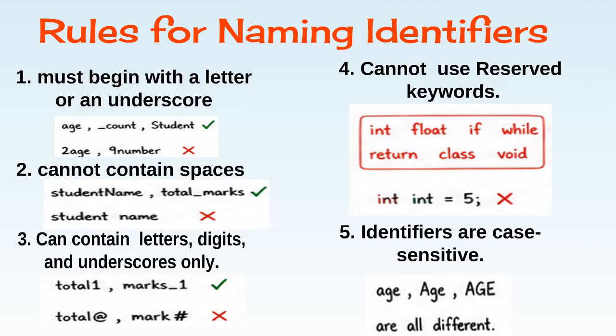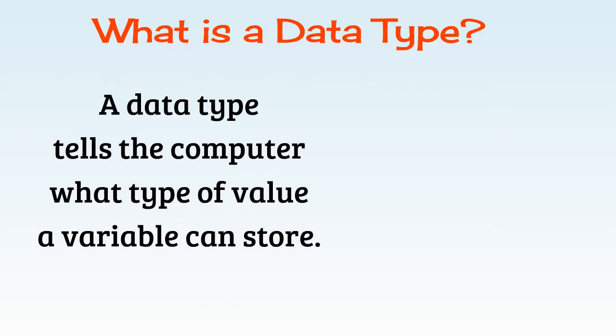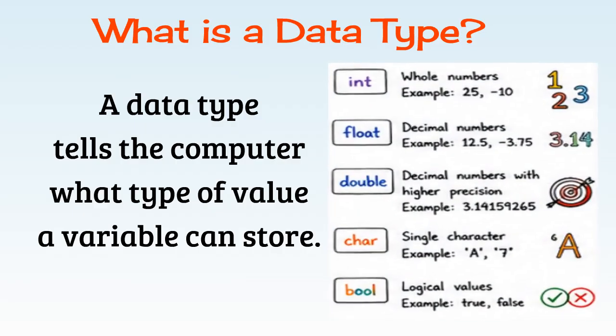Now that we know how to name variables, the next question is, what kind of data can a variable store? This is where data types come in. A data type tells the computer what type of value a variable can store. Different kinds of information require different data types. Let's look at the 5 most common data types in C++. The first data type is int. The int data type stores whole numbers. Examples include 10, 25, 100, and even negative numbers such as -15. Use int whenever you need to store whole numbers.